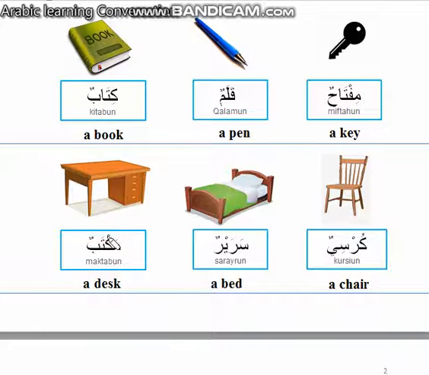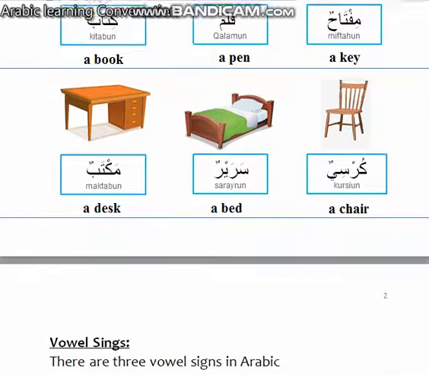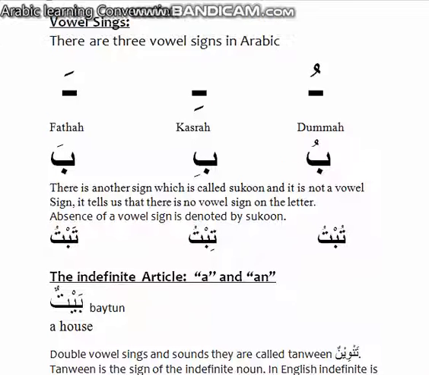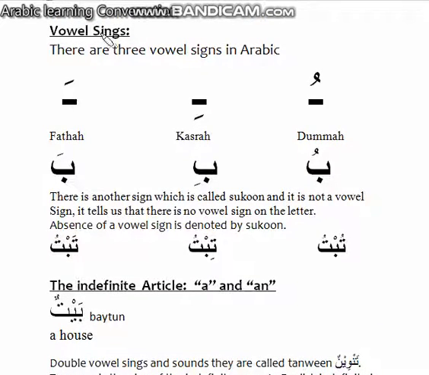We have a sign here, a sign here, a sign here, right? Yes, let's explain this. Let's go to vowel signs. Here we go. We have three vowel signs in Arabic. This vowel sign is called fatha.